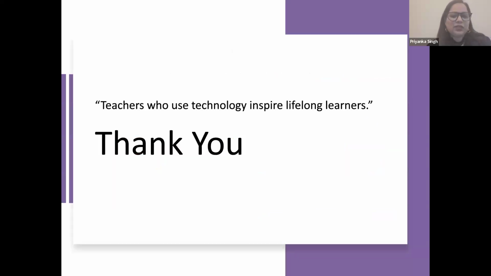This is a famous quote. I heard it in one of my workshops, and it has stayed with me always. Teachers who use technology inspire lifelong learners. So if you want your learners to be with you for a lifetime, not just until they have passed sixth, eighth, 10th or 12th and then they are gone, no, they should know you as a wow teacher.